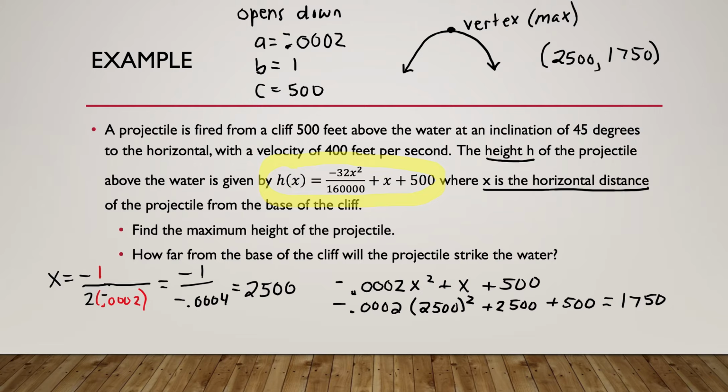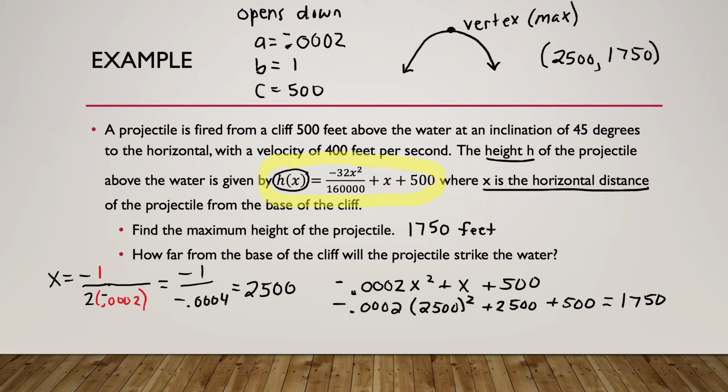Let's look at our questions. All right, so the first question says, find the maximum height. So we know that height is being played by the H. All right, and remember that this is our Y over here. Y is equal to, so we're looking at the Y value in the vertex. So that's going to be 1,750, and our unit will be feet.